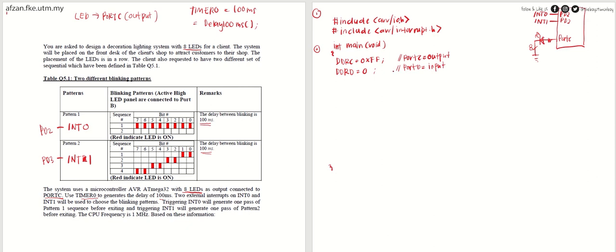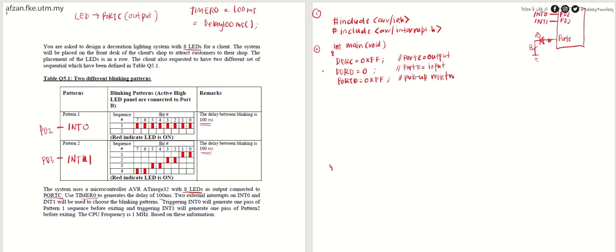Next, what are you going to do? Before we start with our other programming, since port D is connected to your switch, make sure that you enable your pull up resistor. So PORTD equal to 0xFF, to enable the pull up resistor. So this is step number two.